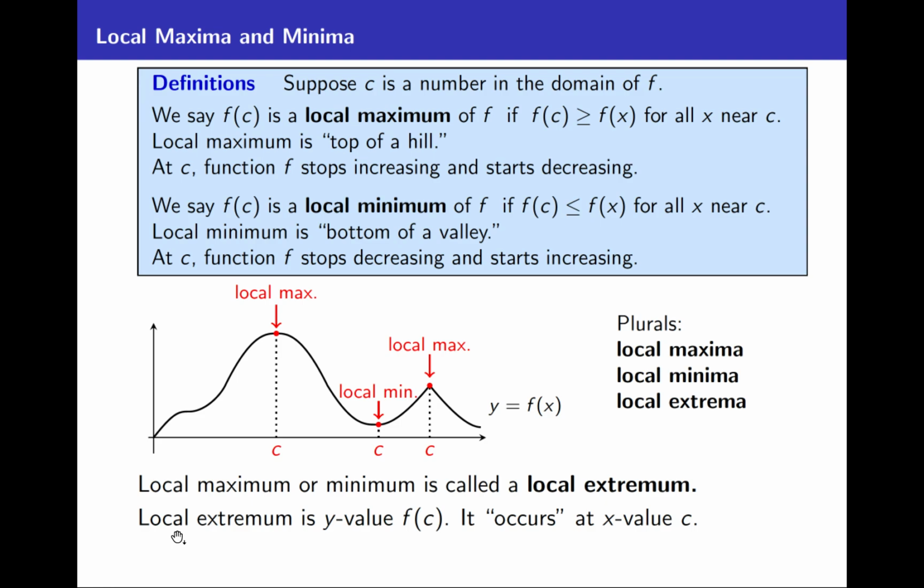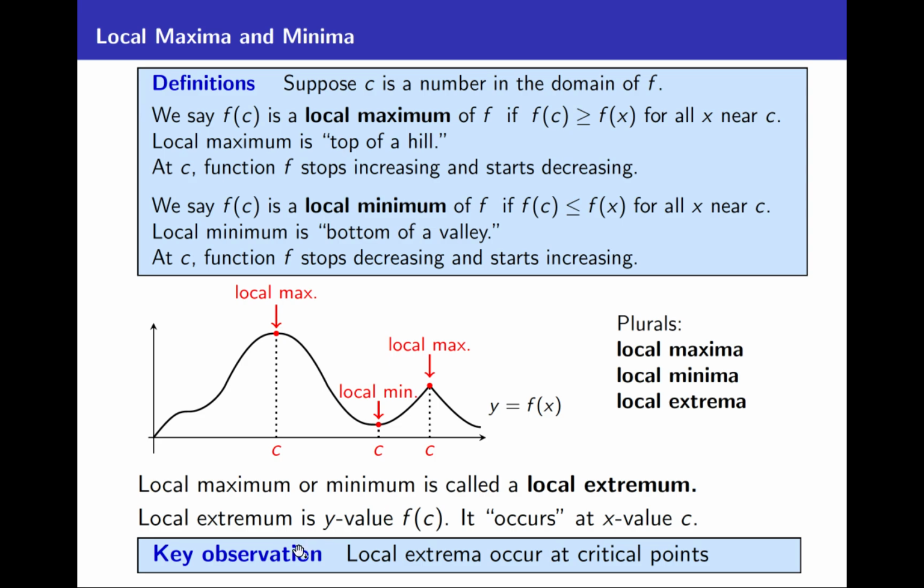It's important to note that a local extremum technically is a y value f of c. Like this f of c is a local maximum, and we say it occurs at an x value c. So this local maximum occurs at this x value of c. And a key observation here is that local extrema occur at critical points, because they happen where a function switches from increasing to decreasing or decreasing to increasing. So they occur at critical points.